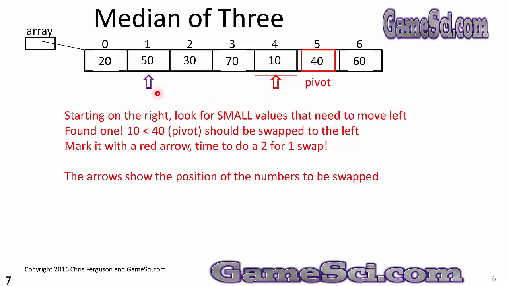What do I mean by a 2-for-1 swap? 2 numbers are moving. 50, which is on the wrong side, needs to go. 10, which is on the wrong side, needs to go. When we swap these 2 numbers, we'll get both numbers moving to a better position. The arrows show the positions of the numbers that need to be swapped.